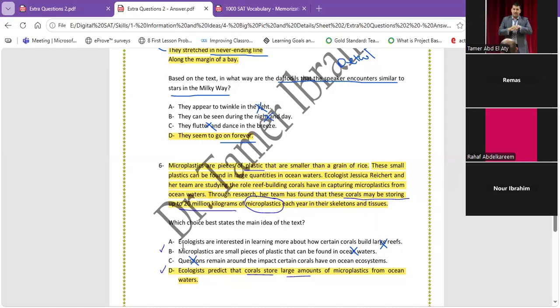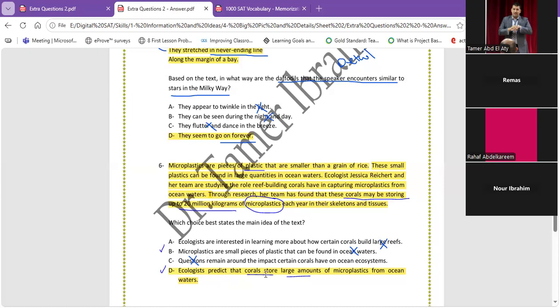Okay, so A, ecologists are interested in learning more about how certain corals build large reefs. No, he doesn't mention the microplastic. That is the most important thing here. So cancel A. Microplastics are small pieces of plastic, yes, that can be found in ocean waters. If we're talking about the coral reefs, it can be ocean, maybe. Despite that he doesn't mention ocean water, but it can be. Questions remain around the impact certain corals have on ocean ecosystems. We're not talking about the impact of coral in the ocean ecosystem. We're talking about the impact of microplastics. So cancel.